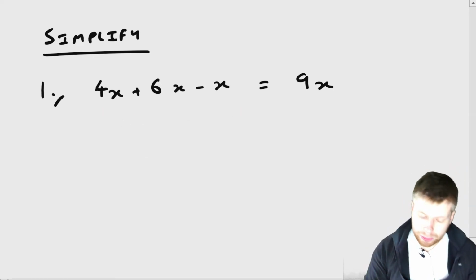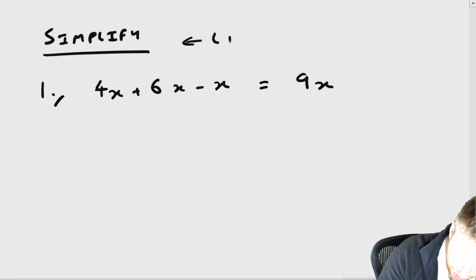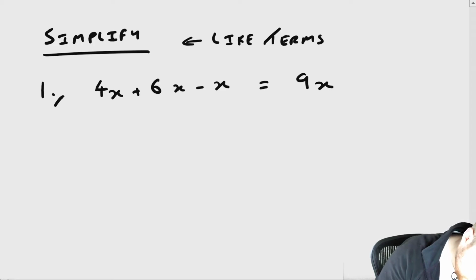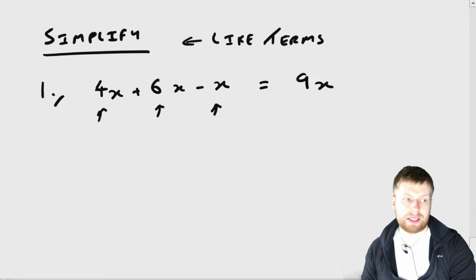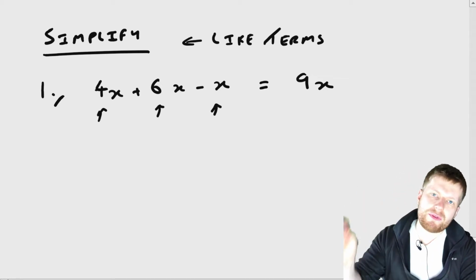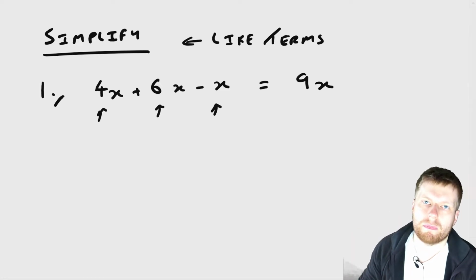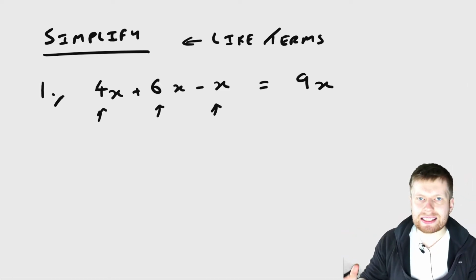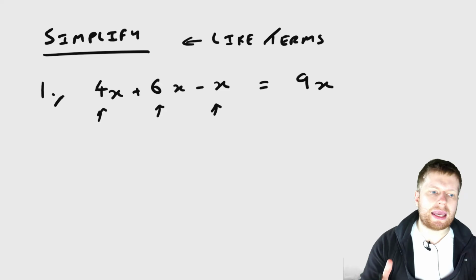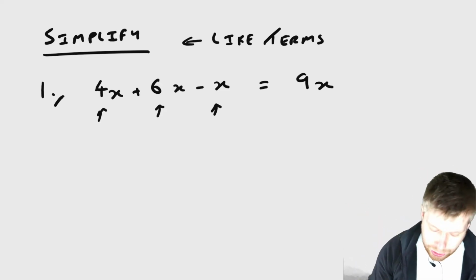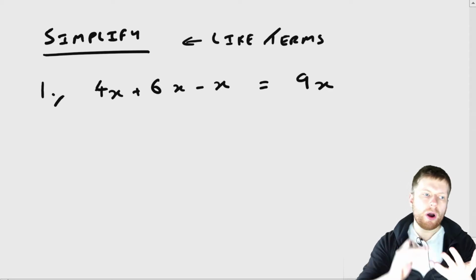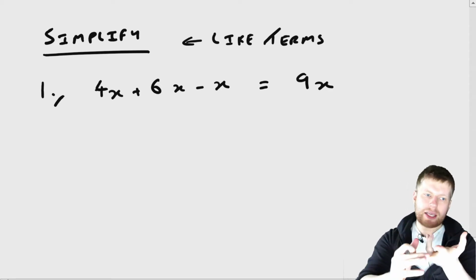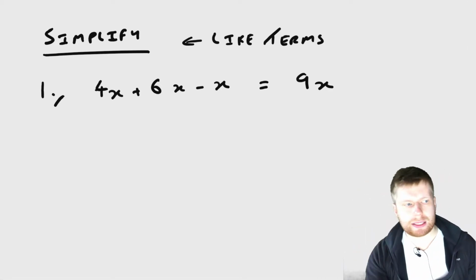So basically, this is called like terms. The reason why they are like is because even though the numbers in each of the terms are different, they all have the same variable or pronumeral in them, okay? So because they all have x in them and nothing else, it means that they are alike. They're like terms. So it means that I can collect them just simply by taking 4 plus 6, take away 1, that gives me 9, and then I've still got the x left over.